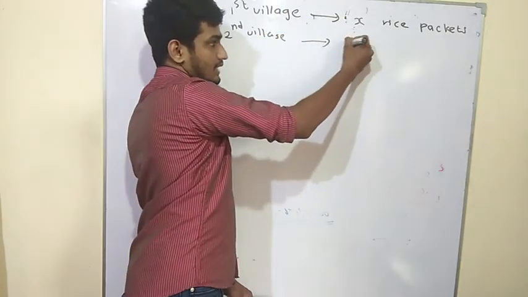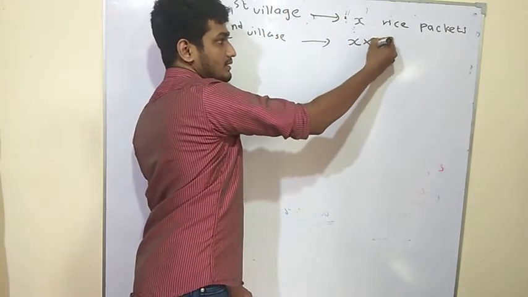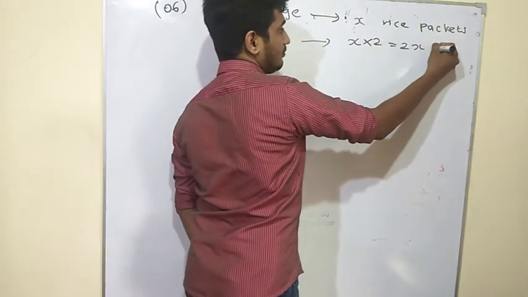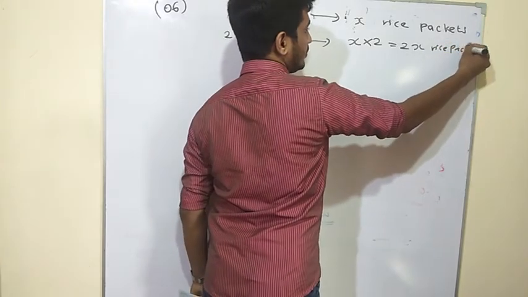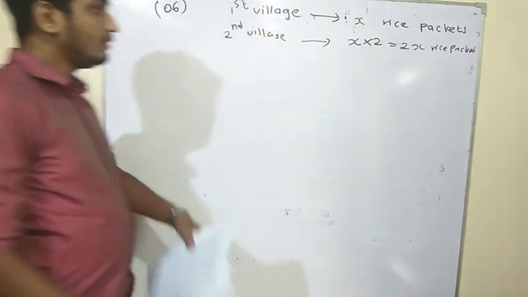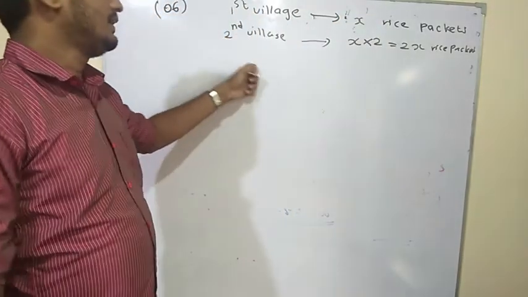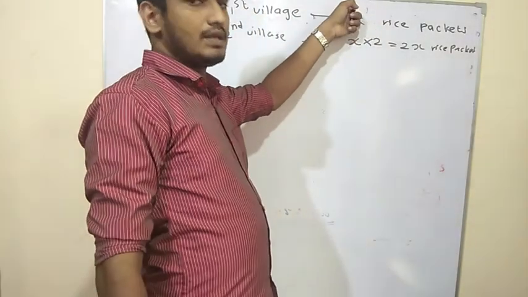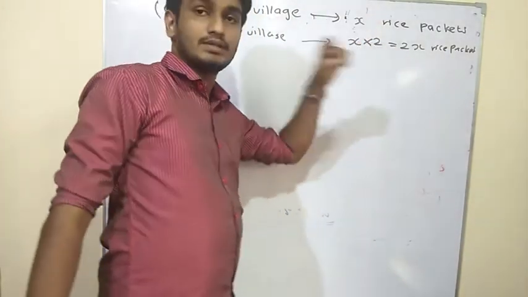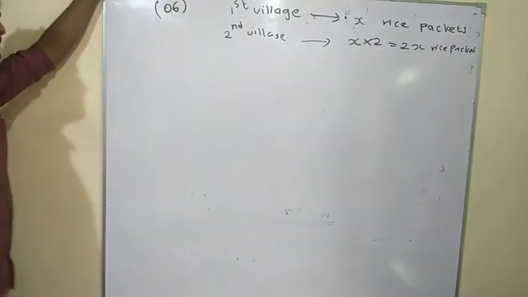So X into 2, what is the answer? 2X amount of rice packets are there. The first village prepared X number of rice packets. The second village made twice the amount made by the first, so X into 2 means 2X. The number of rice packets made by the second village is 2X.